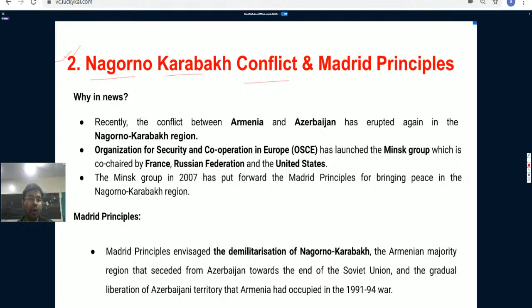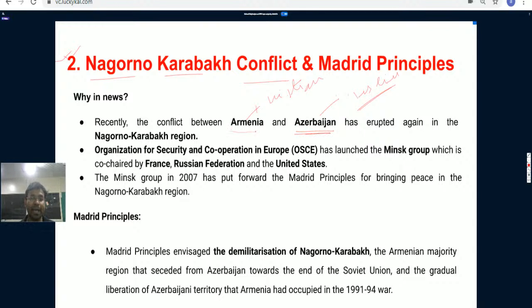It is a geopolitical conflict between them, meaning there is a geography related conflict, and apart from this there is some religious conflict also. Armenia is a Christian majority country, a Christian dominated region. Azerbaijan is a Muslim majority country. So people from the Islamic faith are dominant in Azerbaijan.